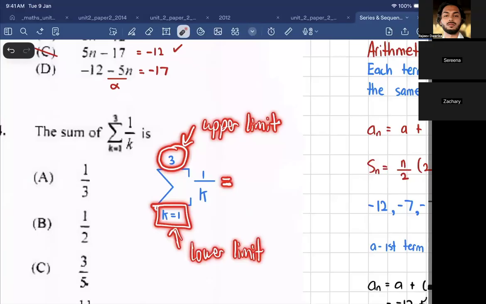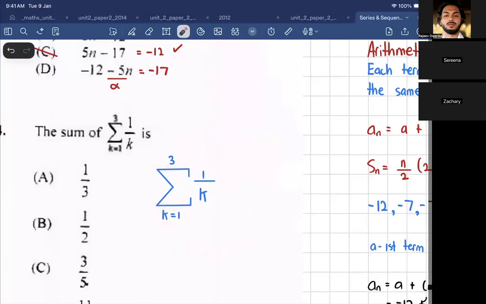Zachary, do you understand that or no? Yeah, kind of, sir. Oh, good job, Serena. So Zachary, you understand that k is equal to 1. That's where we're starting from. The top one is the upper limit and the bottom one is the lower limit. We call this the lower limit of summation, and there's the upper limit of summation.